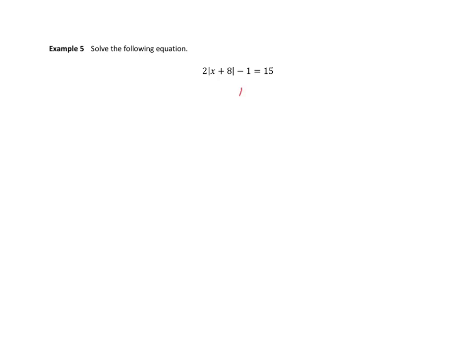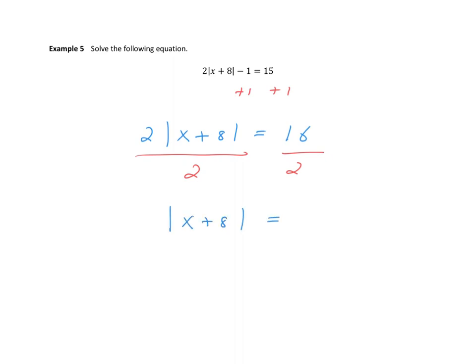First, what I'm going to do is add 1 to both sides of the equation. This changes it to 2 times the absolute value of x plus 8 is equal to 16. The next step is I want this by itself, so I'm going to divide both sides of the equation by 2. When we do this, the 2's over here cancel. It leaves us with the absolute value of x plus 8, and on the right we have 16 over 2, which is, well, it's also 8.